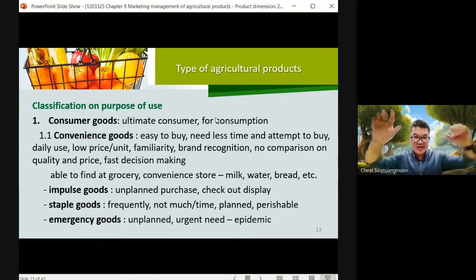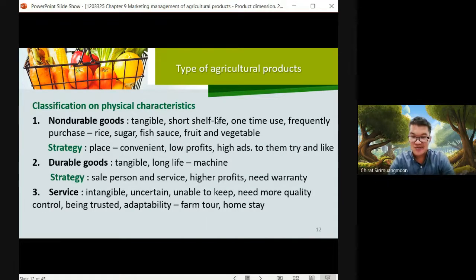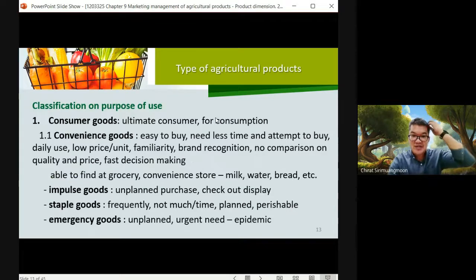Okay. So we just talked about classification in terms of physical characteristics. How about the purpose of the use? The purpose of the use, we can classify in terms of consumer goods. Consumer goods are the final products for consumption by the ultimate consumer. If you're the final consumer and you consume the product, that is a consumer good. Consumer goods can be classified in 3 ways.